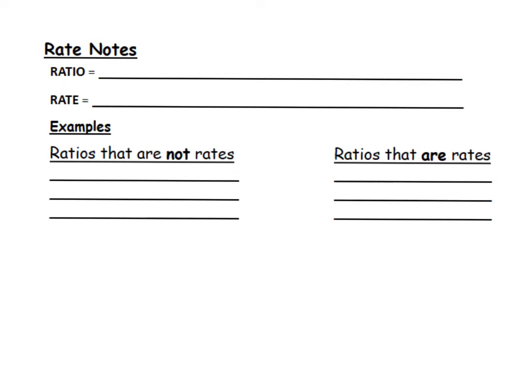Previously, we've discussed what a ratio is. It is written as a part to part, written as a fraction, using a colon or using the word "to." Today, we're going to talk about a specific kind of ratio, which is called a rate, where the two units are completely different, like miles per hour.